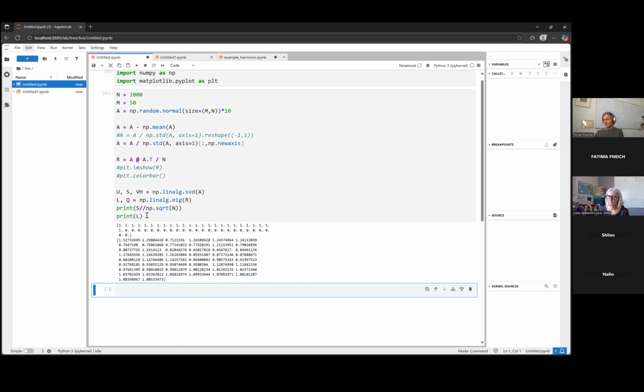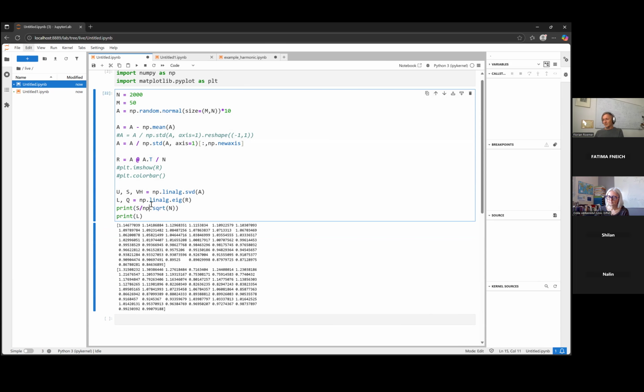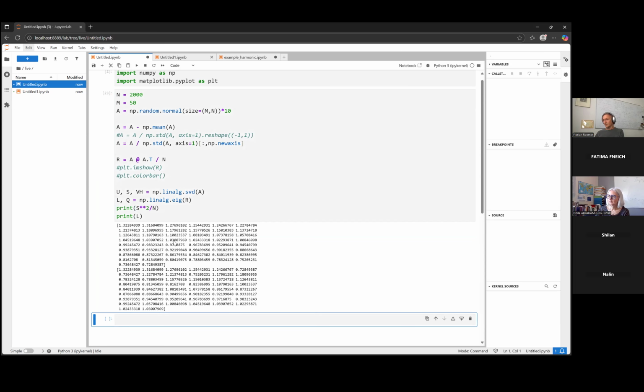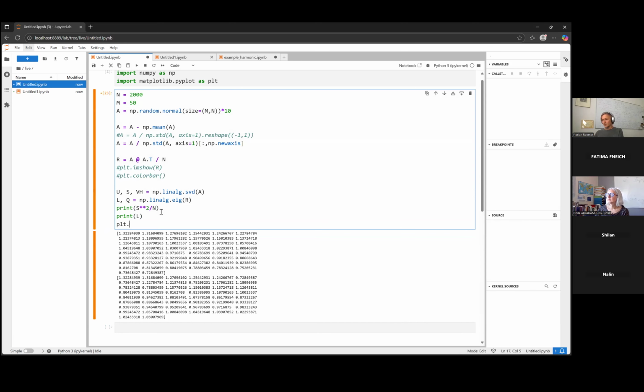But then it's still not the same because the singular values are not exactly the same as the eigenvalues, but the squared singular values are. So we need to actually square this, and then we can get rid of the square root, and then it should be the same. Okay, so what we can see here, and let me just plot them real quick.